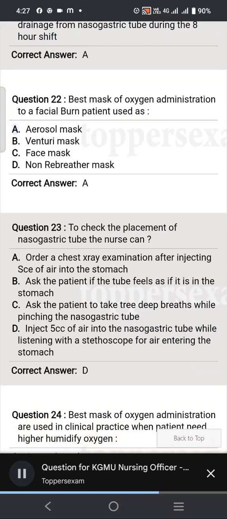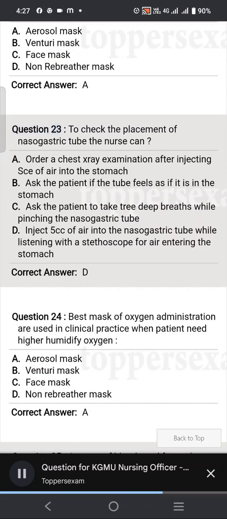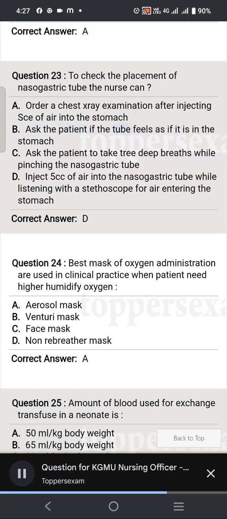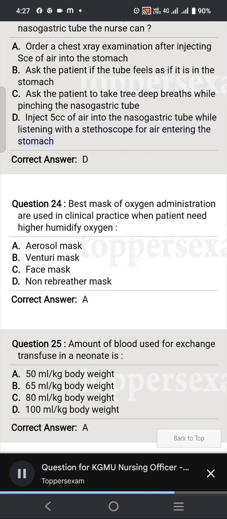A. Aerosol mask. B. Venturi mask. D. Non-rebreather mask. Question 23. To check the placement of a nasogastric tube, the nurse can: A. Order a chest X-ray examination after injecting 5 cc of air into the stomach. B. Ask the patient if the tube feels as if it is in the stomach. C. Ask the patient to take 3 deep breaths while pinching the nasogastric tube. D. Inject 5 cc of air into the nasogastric tube while listening with a stethoscope for air entering the stomach.